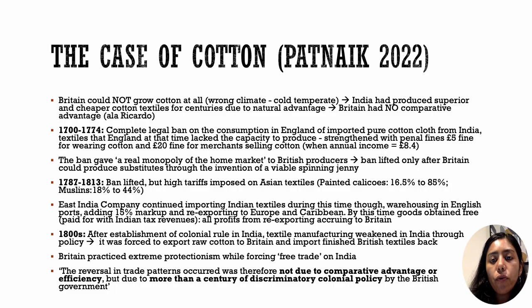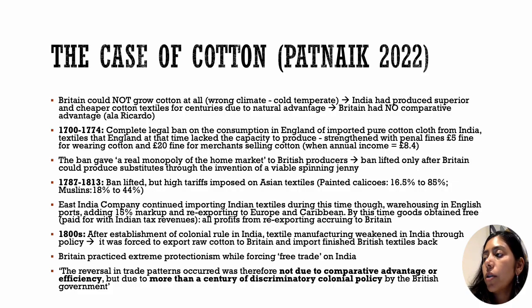Another interesting case is that of the cotton textile trade between Britain and India from around 18th to 19th century as highlighted by Utsa Patnaik in a 2022 article. Now she argues that Britain could not grow cotton at all due to non-conducive climatic conditions, whereas India had produced superior and cheaper cotton textiles for centuries due to natural advantage. So, therefore, Britain had no comparative advantage. And here she's alluding to David Ricardo and his theory of comparative advantage, if you were to recall our week on classical economics.